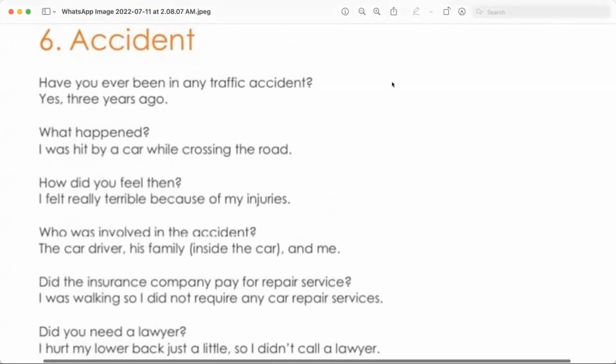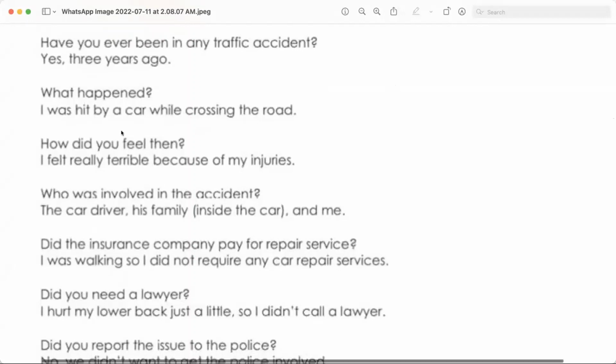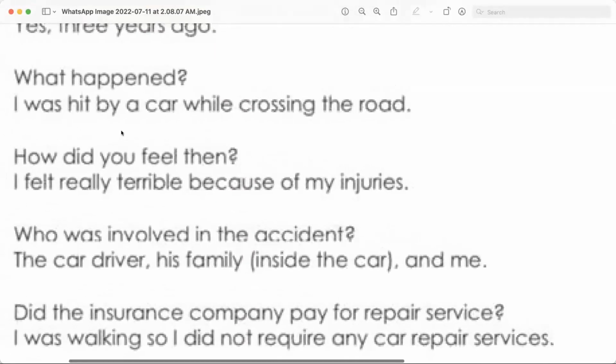Right, so the first question, Isaac, have you ever been in any traffic accident? Yes, 3 years ago. What happened? I was hit by a car while crossing the road. Can you say the word hit again? Hit. Hit by a car. And this word, while crossing the road. Well done.